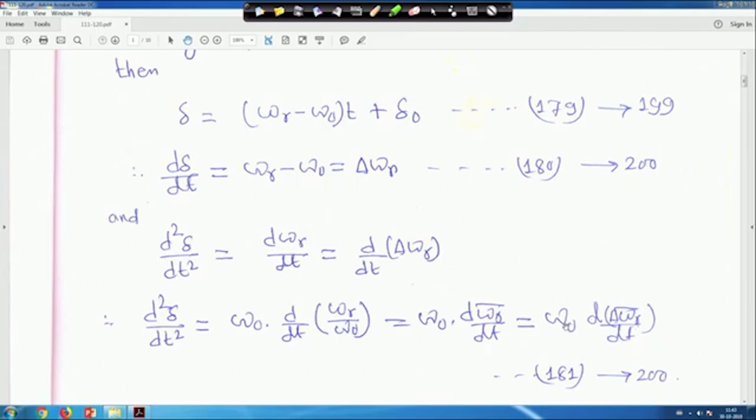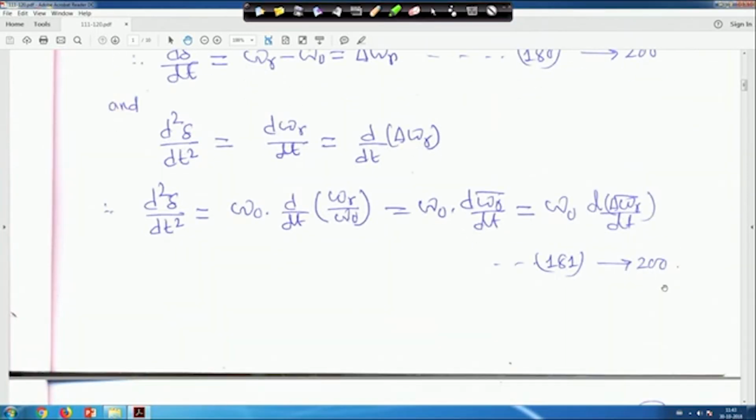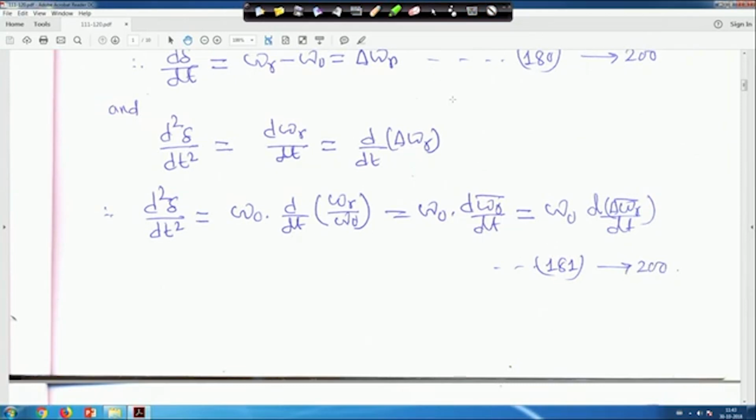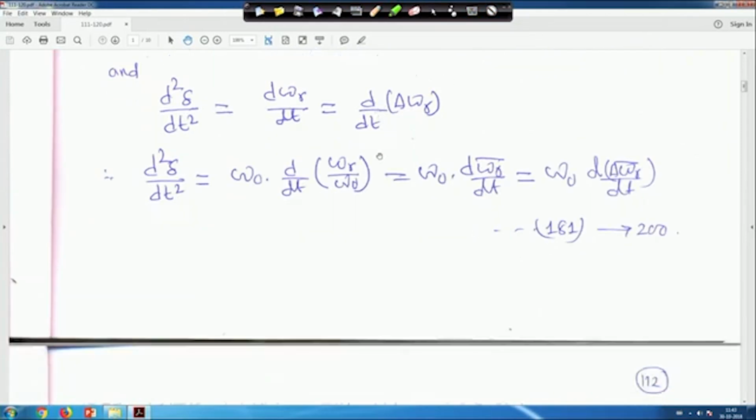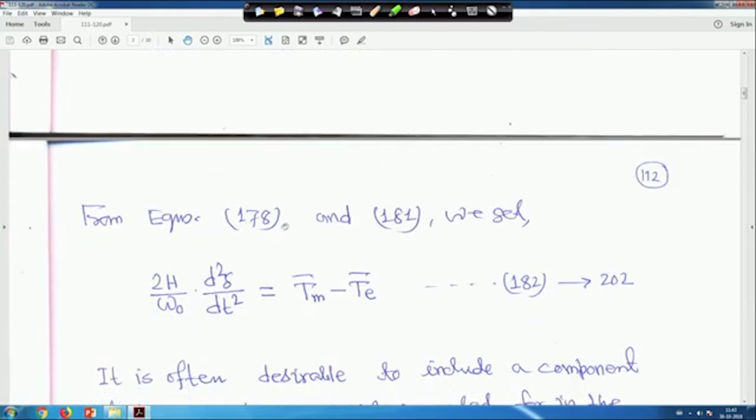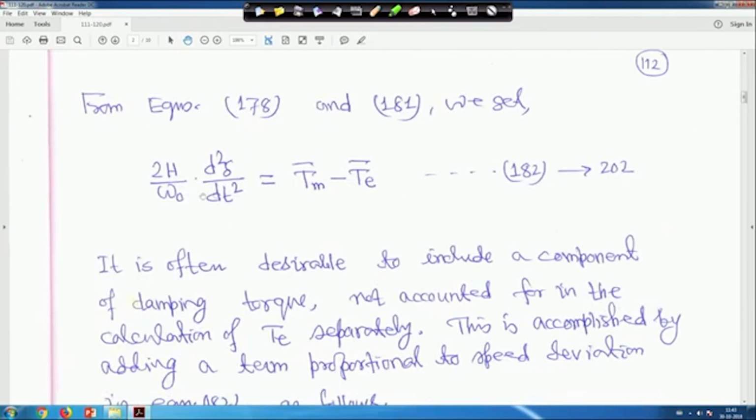So, this is equation 181. That means from equations 178 and 181 you will get 2H upon omega_0 d square delta upon dt square is equal to T_m bar minus T bar, all in per unit.